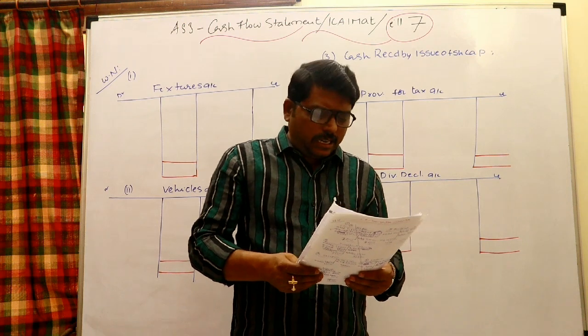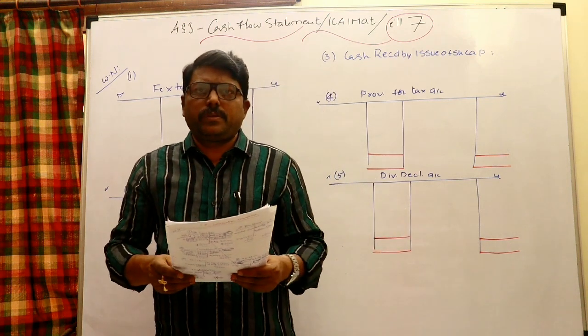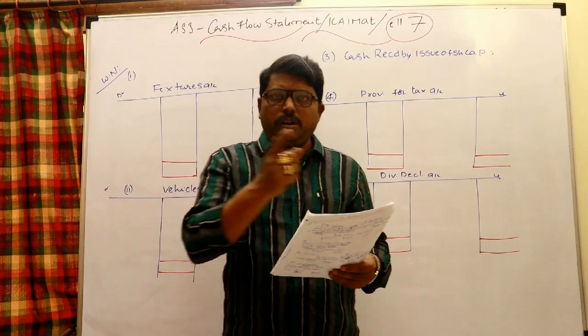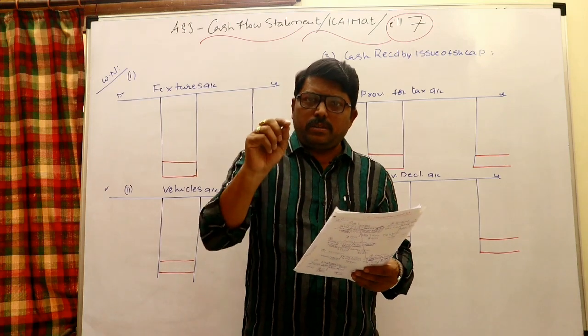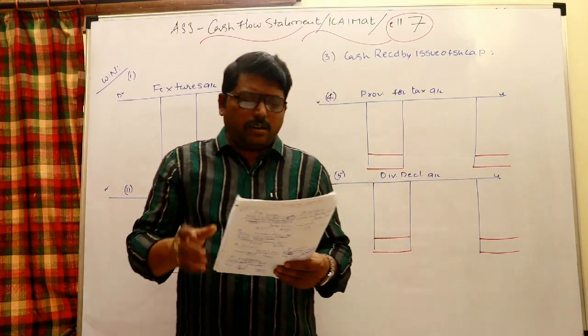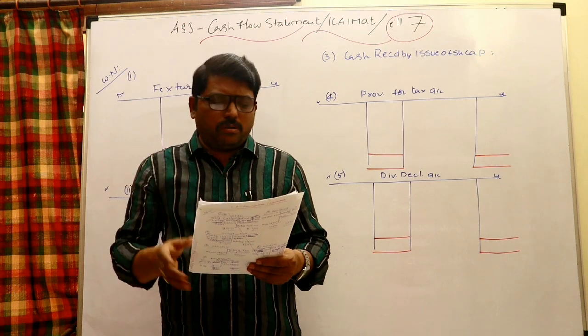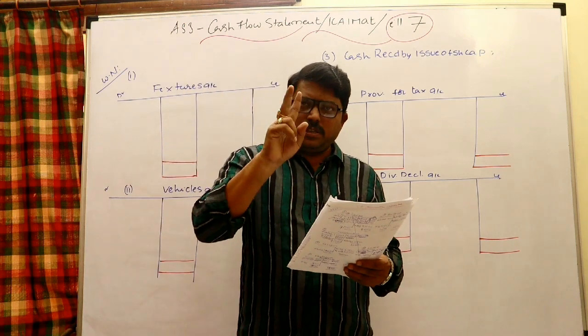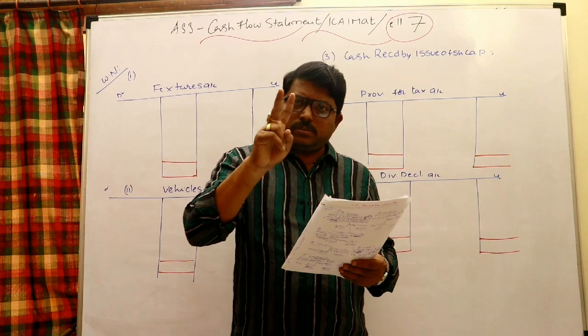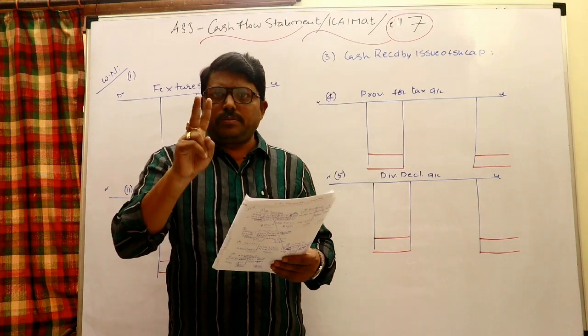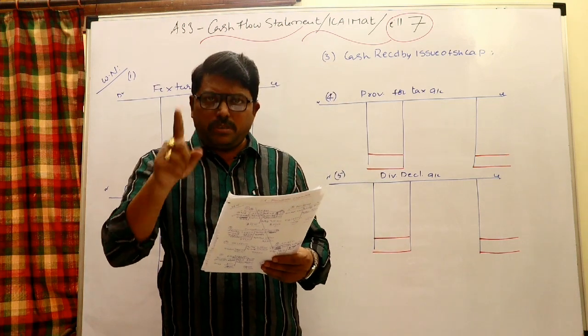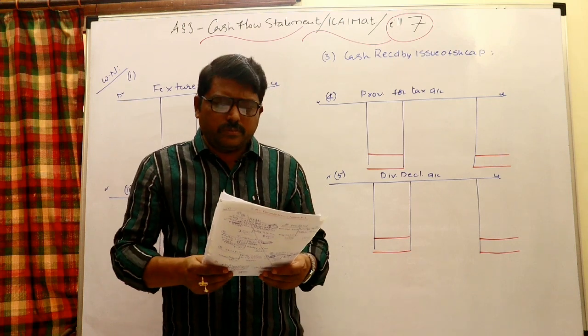How much dividend was declared during this year through P&L appropriation is given. How much you paid, you can know from the dividend payable account. We can work out the provision for tax account and the dividend payable account. Let us work out both, so that we come to know how much tax and how much dividend was paid.